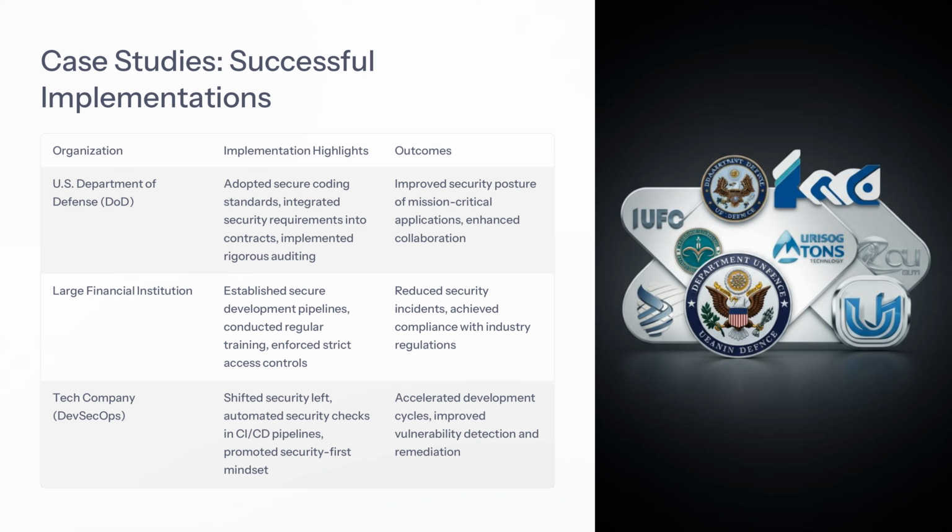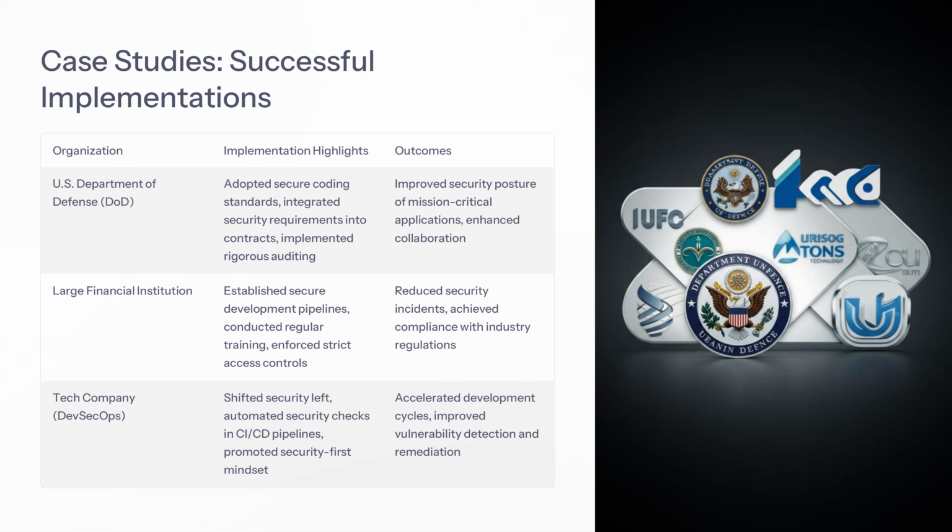This slide examines real-world implementations showcasing effective security practices, which highlight the benefits of integrating secure software development processes. Starting with the U.S. Department of Defense, they notably adopted secure coding standards and integrated security requirements into their contractual processes, alongside implementing thorough auditing measures. These steps significantly bolstered the security posture of their critical mission applications and improved collaborative efforts.